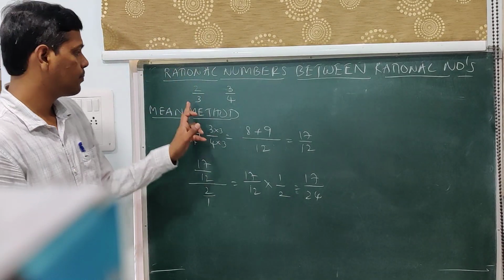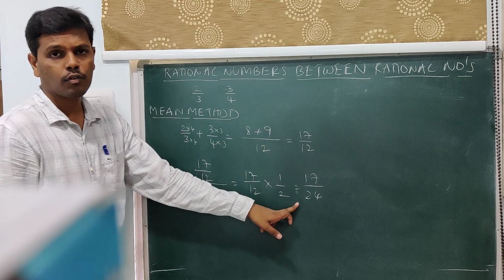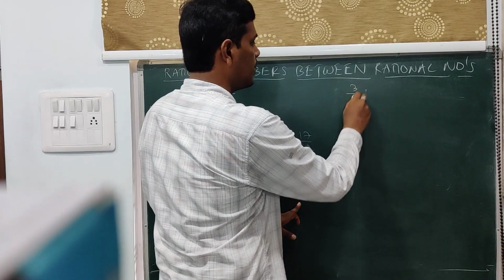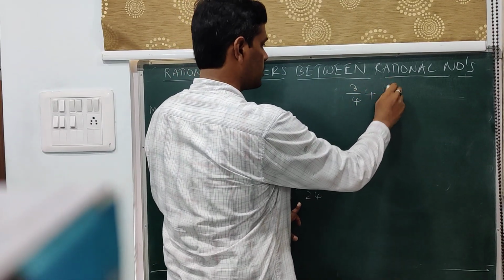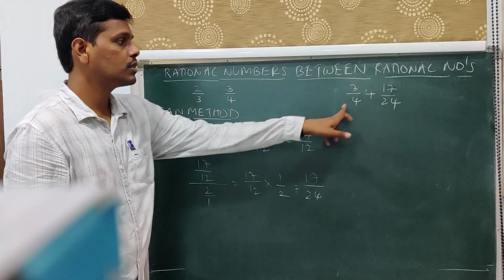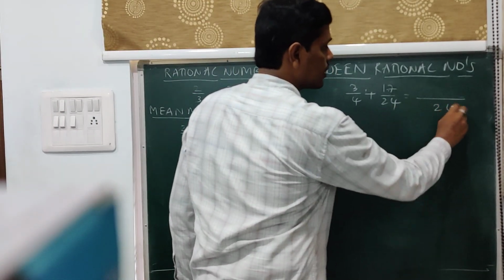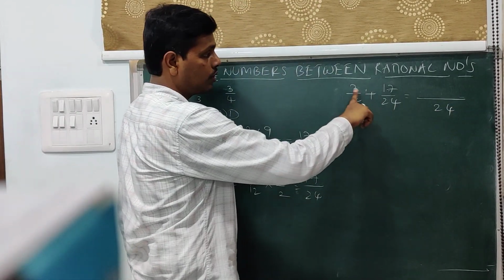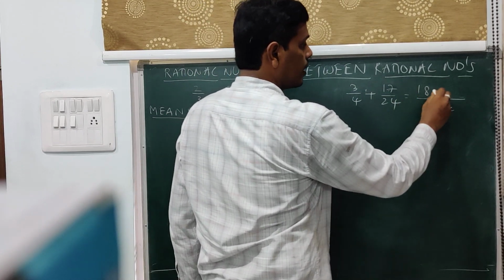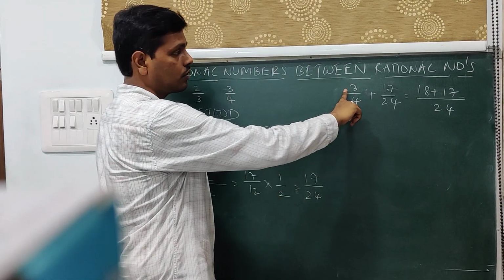So I am going with, say, 3 by 4 and 12 by 24. So 3 by 4 plus 17 by 24, in fact. 17 by 24, this is the sum of the observations which I am calculating now. So the LCM is 24. 4 6s are 24, 3 6s are 18. 18 plus 17.